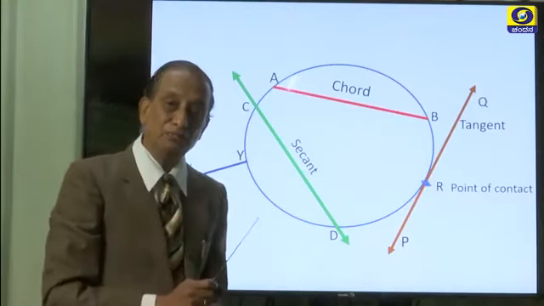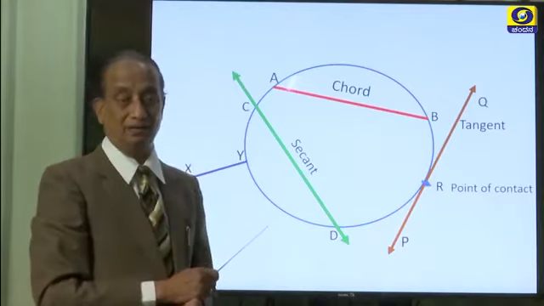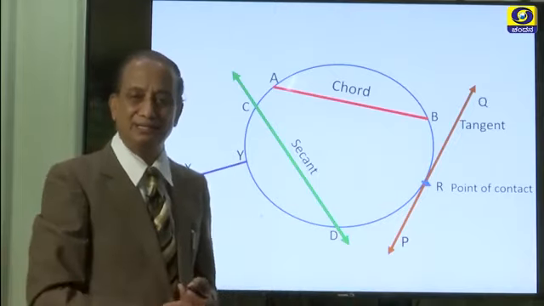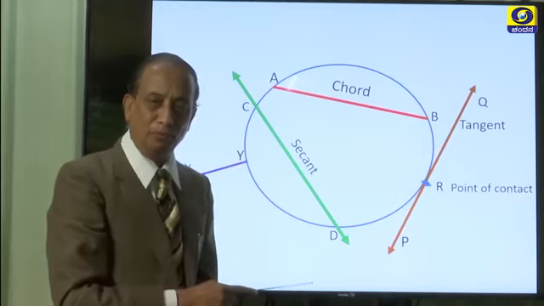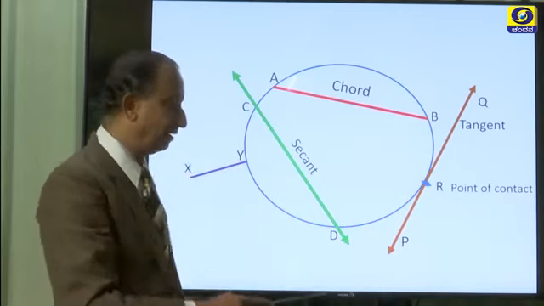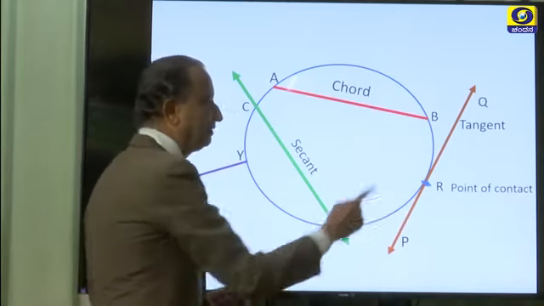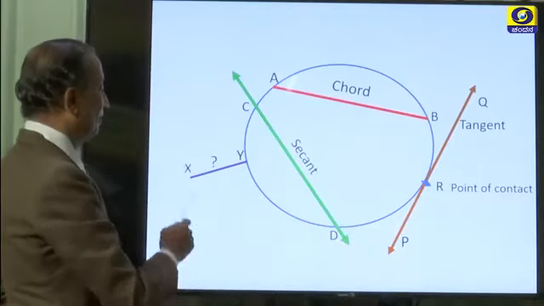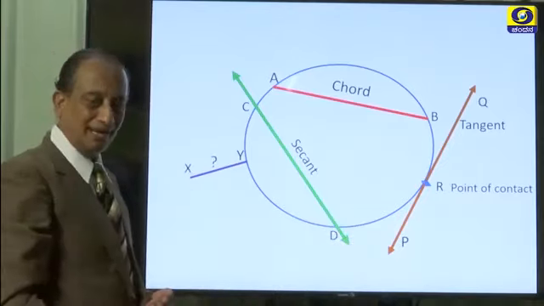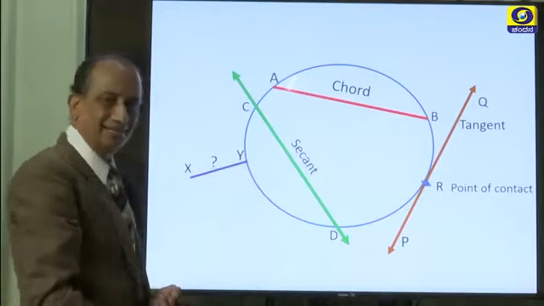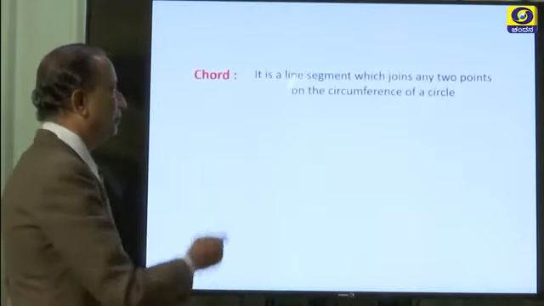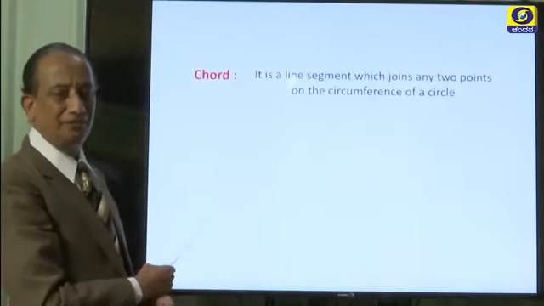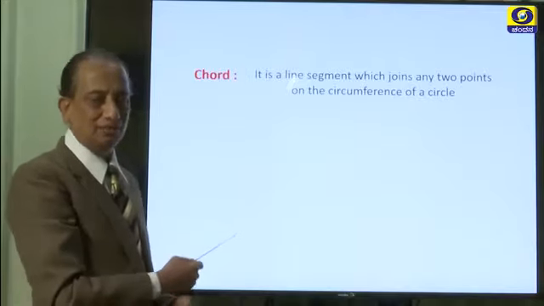So, tangent means a straight line. However you extend it in either direction, it should touch only at one point, and such a straight line is called a tangent. Now, this cannot be called a tangent, because when extended on this side towards the right, it will intersect at one more point. So, here are the definitions for the 3 concepts.